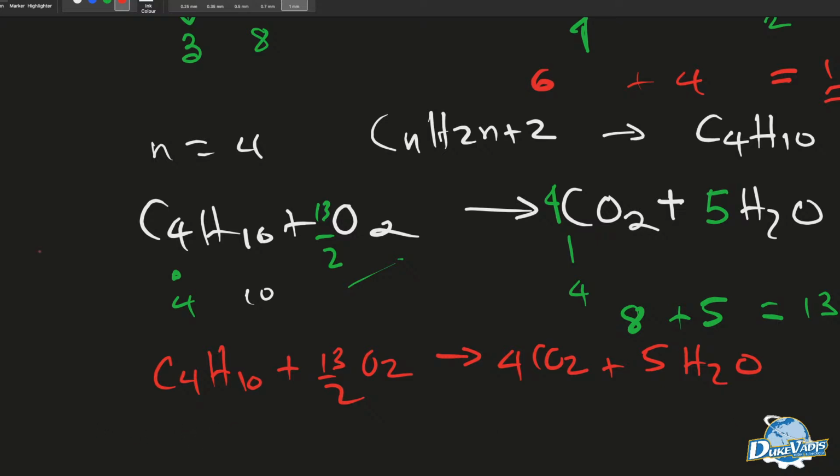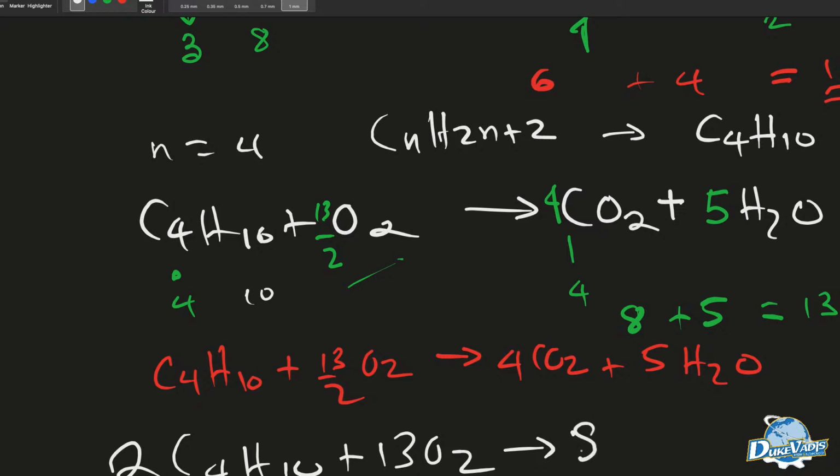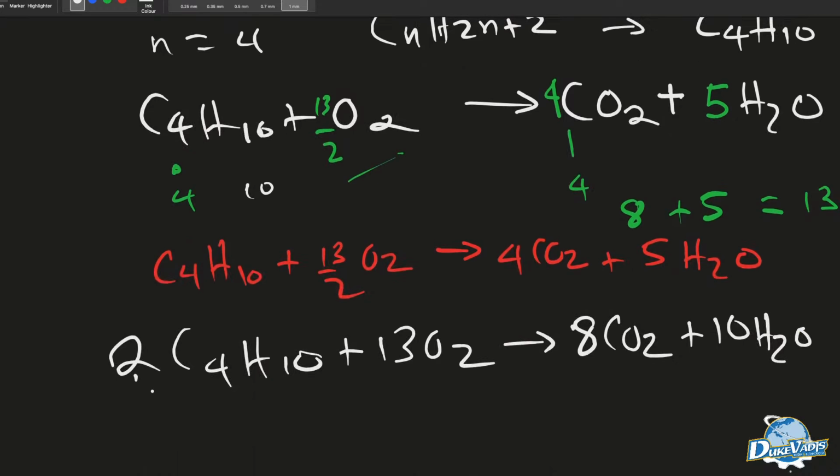So in effect, the equation will become 2 multiplied by C4H10 plus 13 O2, that gives us 2 multiplied by that, 8 CO2, and 10 H2O. If you look at the left-hand side, if you multiply 2 by 10 here, we are going to get 20. So you see the hydrogen is 20. Over here too, 10 by 2, 20. So the equation is completely balanced.